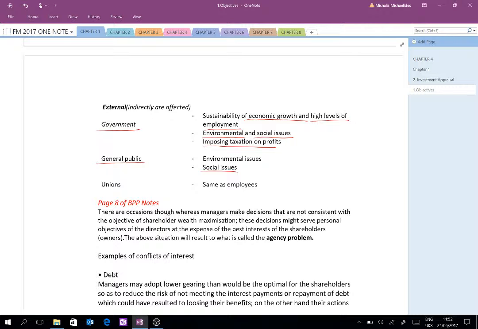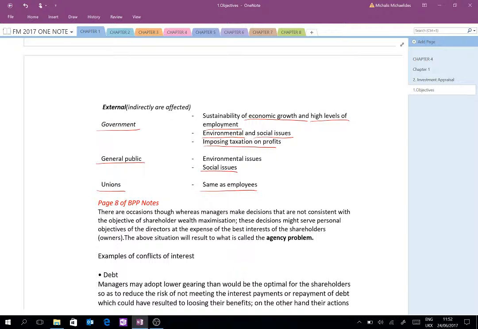And finally, we have the unions. Again, they care about their employees. So if the employees working for our business enjoy the benefits, now unions will be happy as well. All right. Now, what we need to understand, of course, as most probably you have realized, is that all these stakeholders have different objectives.